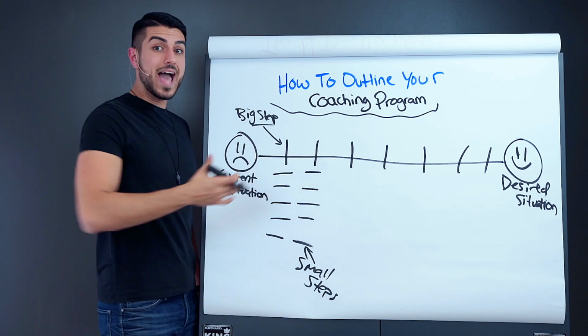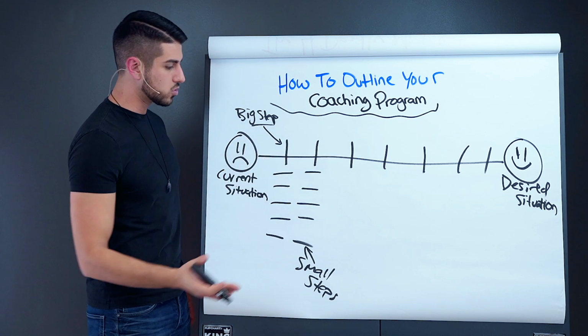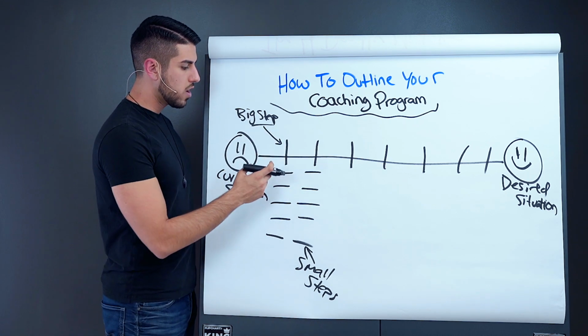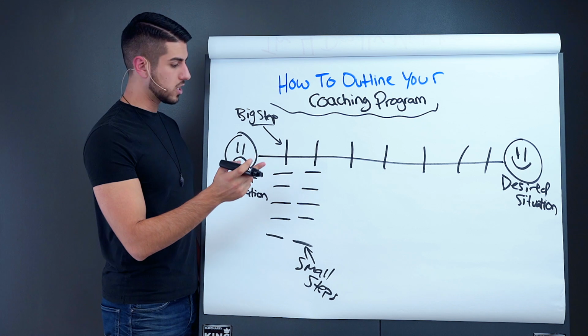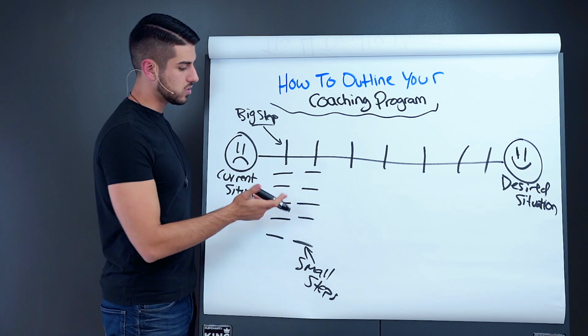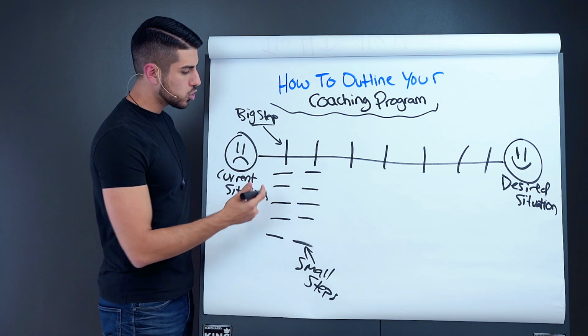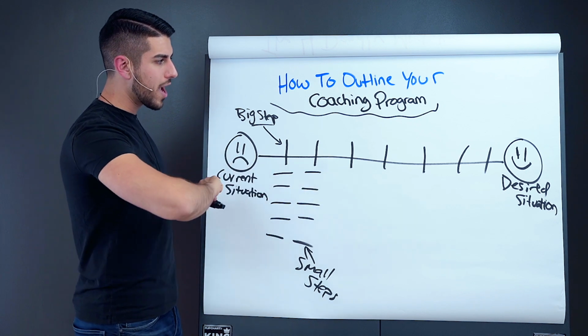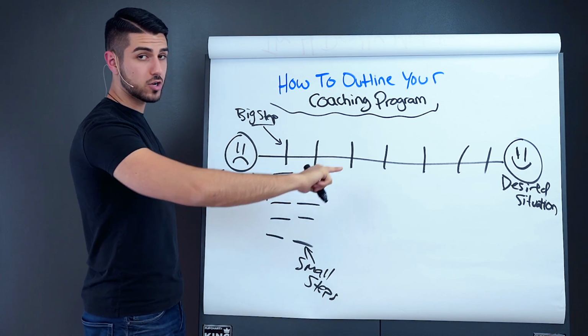But then underneath that, how do we do that? Well, this big step is to do that. Well, a small step is, I have to first look at their blood. Then I've got to look at their urine. Then I've got to see what they eat. You see what I'm saying? So this is a simple way to understand how to outline your coaching program.